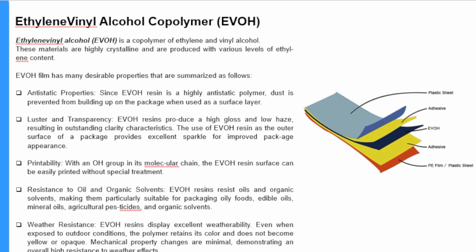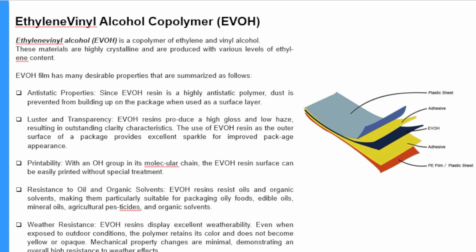Anti-static properties: since EVOH resin is a highly anti-static polymer, dust is prevented from building up on the package when used as a surface layer. Luster and transparency: EVOH resins produce a high gloss and low haze, resulting in outstanding clarity characteristics. The use of EVOH resin as the outer surface of a package provides excellent sparkle for improved package appearance.